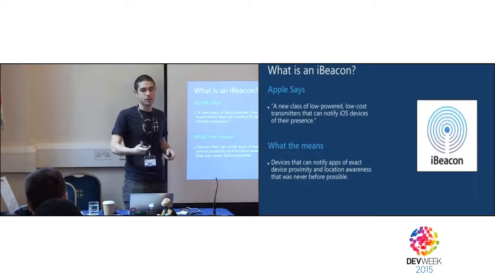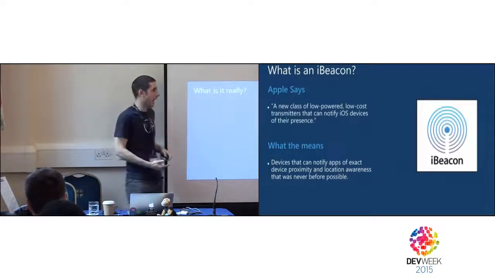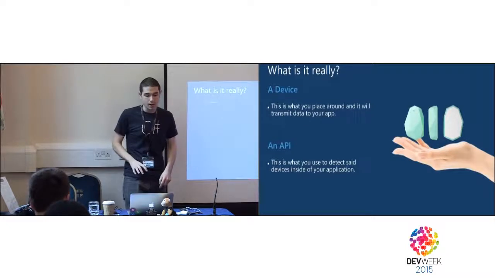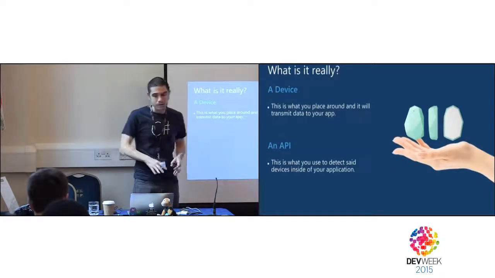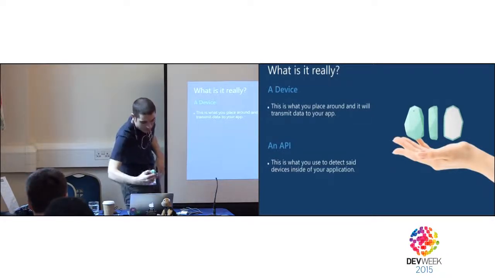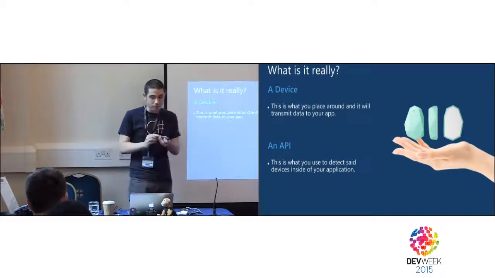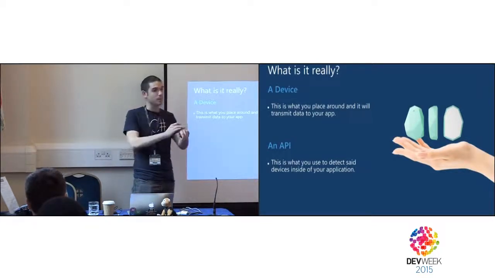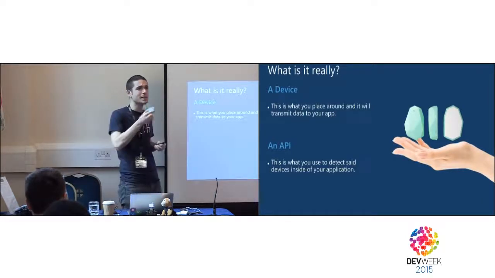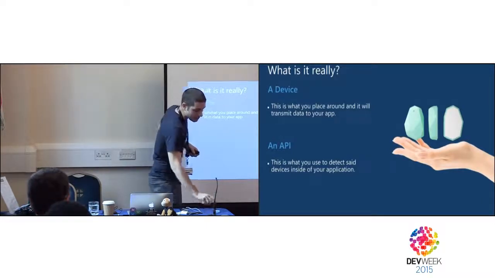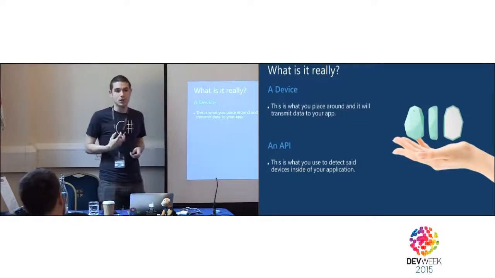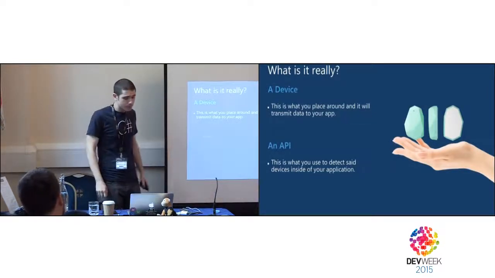iBeacons are devices, but they're actually a little bit more than that, because I like to break it down into 2 segments. The device itself are these devices that we're seeing up here, these little tiny beacons. They're physical devices that you place anywhere that you want, and it's transmitting data. And that data is being consumed by the application that we're creating.